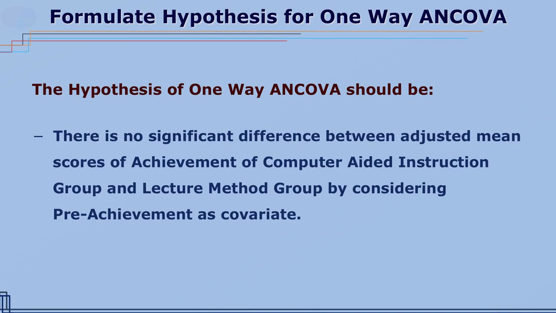Now, how to formulate hypothesis for the objective that has been stated? The hypothesis should be formulated in the null form, and the wording of the hypothesis should be: there is no significant difference in adjusted mean scores of achievement of computer-aided instruction group and lecture method group by considering pre-achievement as covariate.